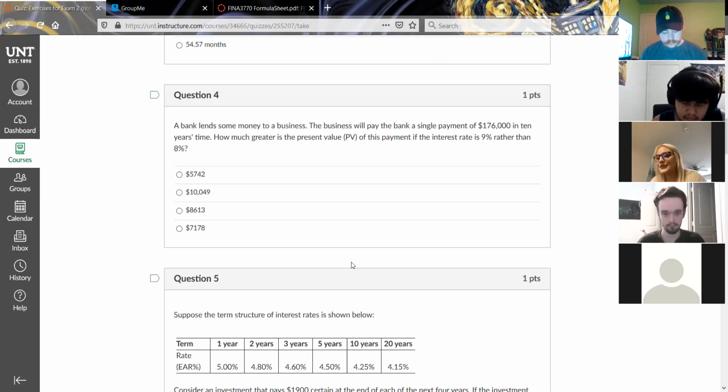Okay, so for payment, I just don't know how to do this. The payment will be 176,000, right? But then what's the future value? 0? I don't think you need a future value for this one. I don't think so either. So the payment is just the 176,000. Yeah, I think so. I did something wrong.